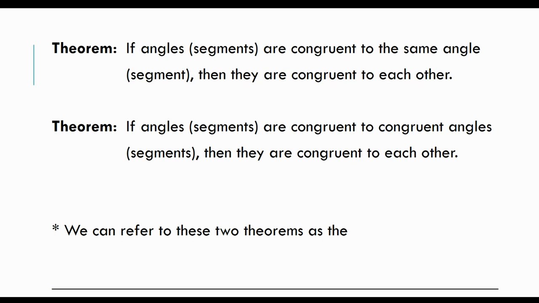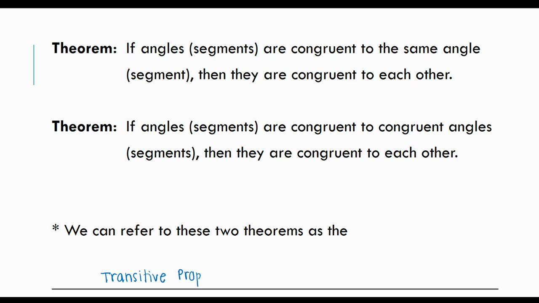It says if angles are congruent to the same angle, then they are congruent to each other. You can replace that with the word segment. So if segments are congruent to the same segment, then they are congruent to each other. Or if angles are congruent to congruent angles, then they are congruent to each other. Once again, I can replace that with the word segment. So if segments are congruent to congruent segments, then they are congruent to each other. These two theorems we are going to refer to as the transitive property.